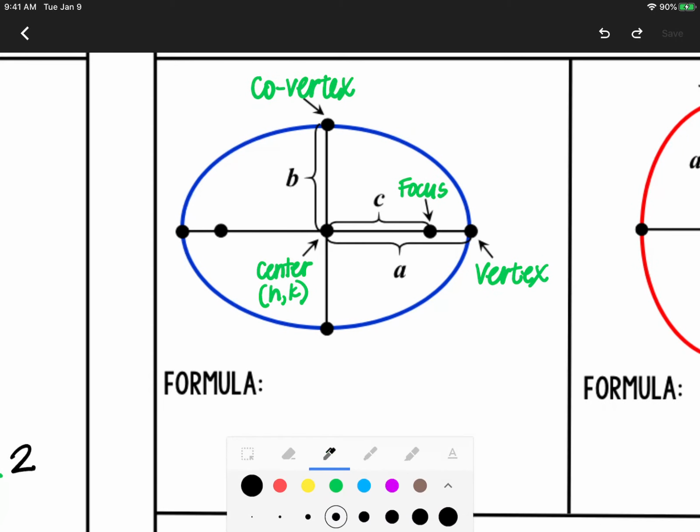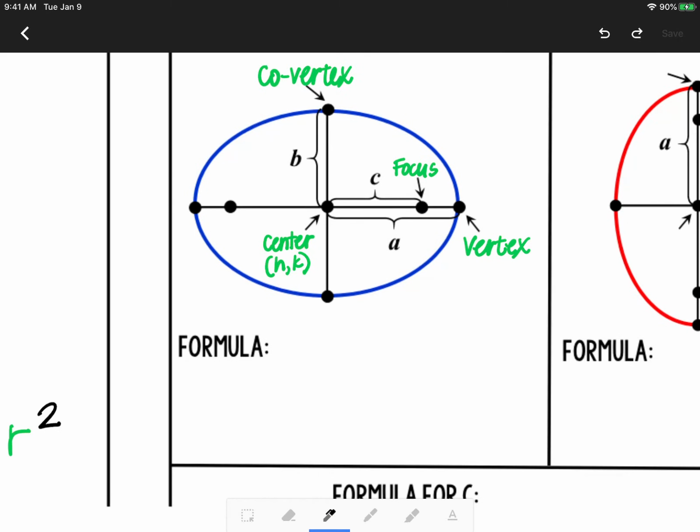So this also has some kind of standard form, and it looks a lot like a circle. X minus something squared, y minus something squared. But this one is always going to equal 1. It's always going to equal 1. And that's because I like to think of it as a circle with two different radii. There's a radius that extends in one direction, that's A, and there's a radius that extends in the other direction, that's B. So we can think of them having their own radii. There's like the horizontal radius and the vertical radius.